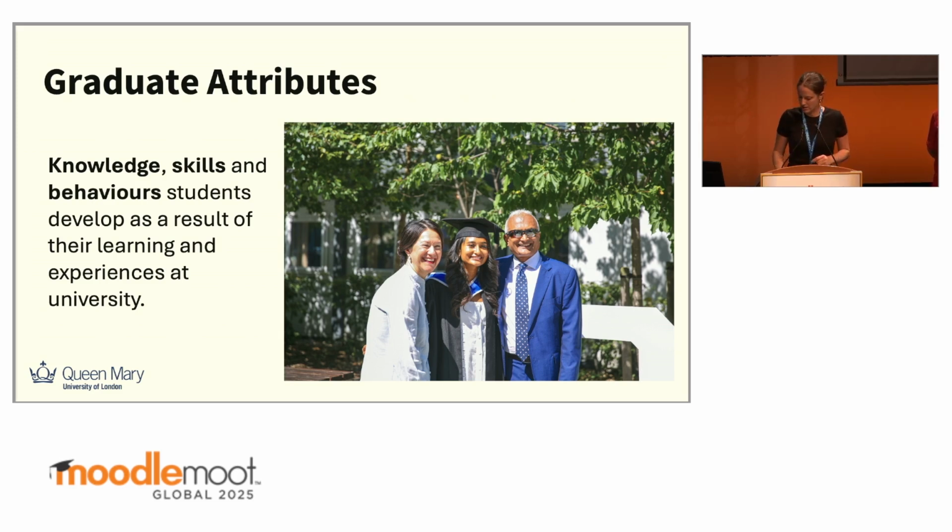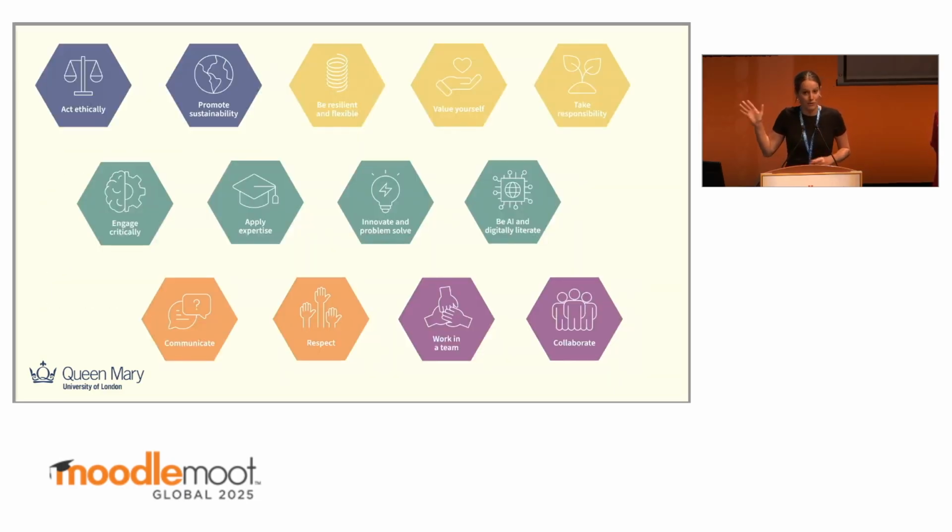So let's take a look at them and it will give you a better idea. So here are the 13 graduate attributes. They're grouped by Queen Mary values, that's why they're different colors. And hopefully you can see that some of them very much do relate to employability, such as working in a team and collaboration and applying your expertise, but you also have things like being resilient, acting ethically, promoting sustainability, which aligns more with that idea of being a good, active global citizen. So you can see that there's quite a broad range of skills.